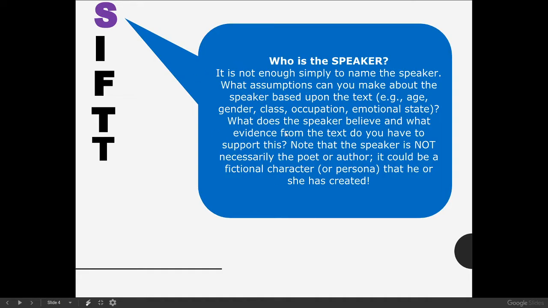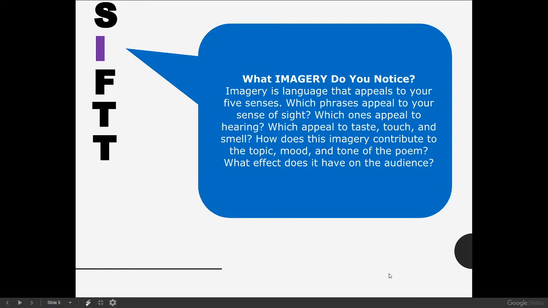when examining poetry. The next letter, I, stands for imagery. We look for imagery in the words that the poet uses to create a picture in our mind. What phrases appeal to your sense of taste, your sense of smell, your sense of sight? What is the picture that's going on in your mind?